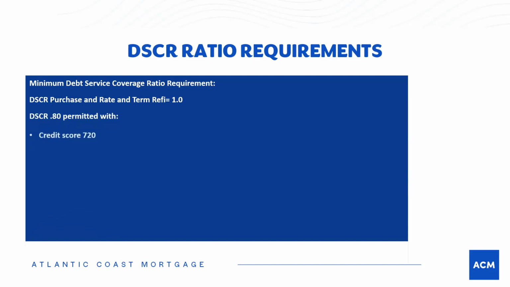If someone has a 720 credit score and they put 30% down, they can actually go down to 0.8. This loan does require a minimum of 20% down. And of course, there's no mortgage insurance because of that.